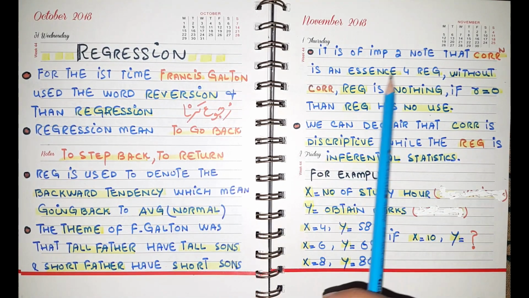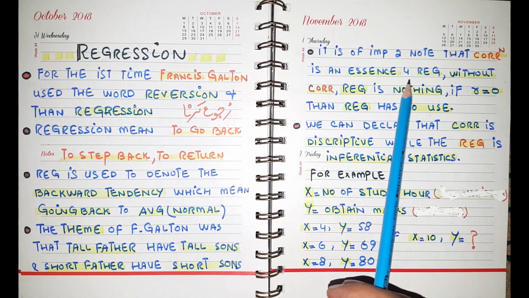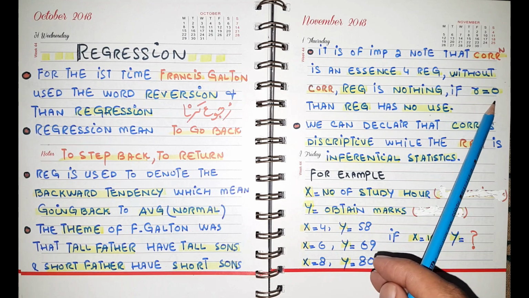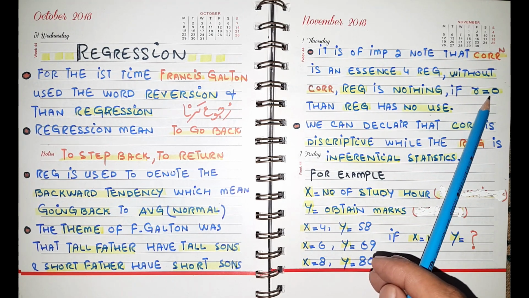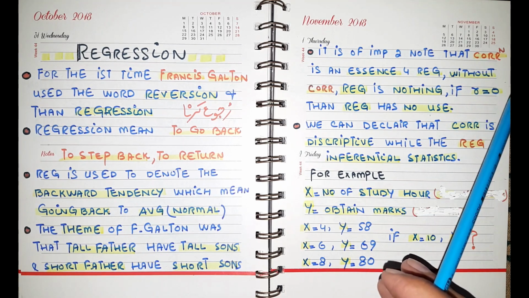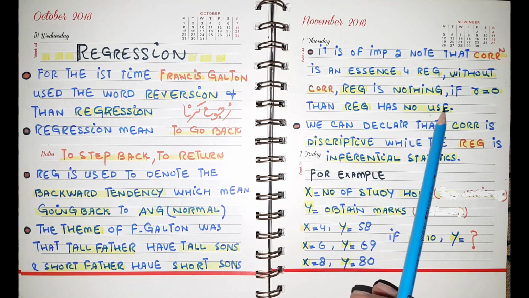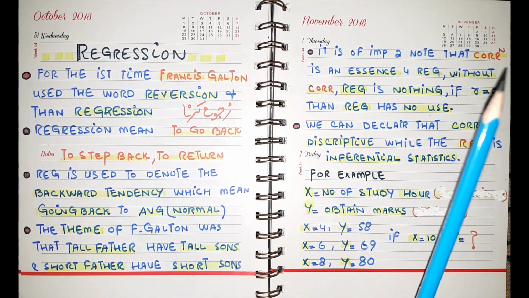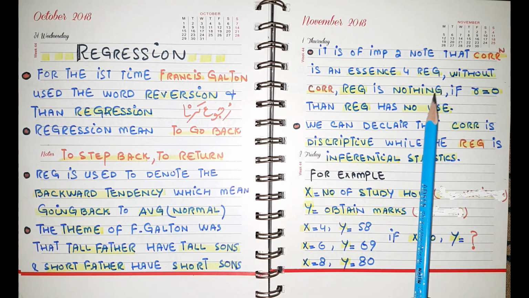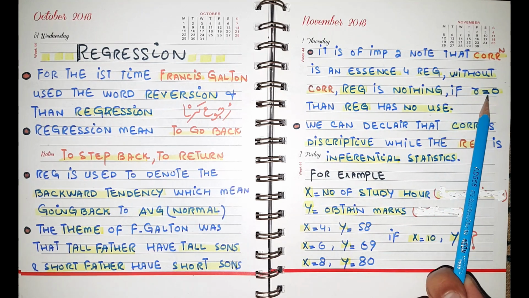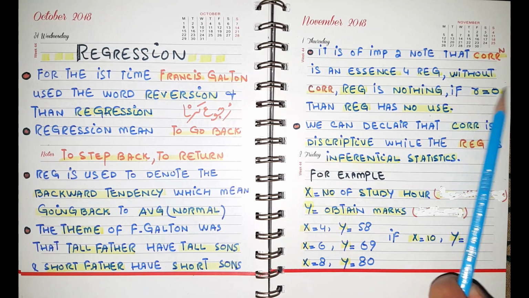It is an important point to be noted down that correlation is an essence for regression, and without correlation regression is nothing. If r is equal to 0, that is if the coefficient of correlation is equal to 0, it means variables are independent. There is no connection, there is no relationship between x and y. So in such a case regression has no use. Regression is meaningless here. Okay? It's a very important point. So we can say that the existence of regression is only possible due to the presence of correlation. If there is no correlation, then there will be no regression. Regression will be questionable at this stage.